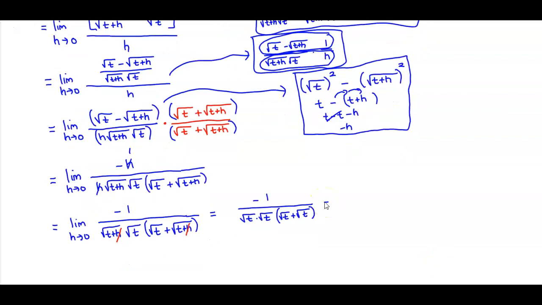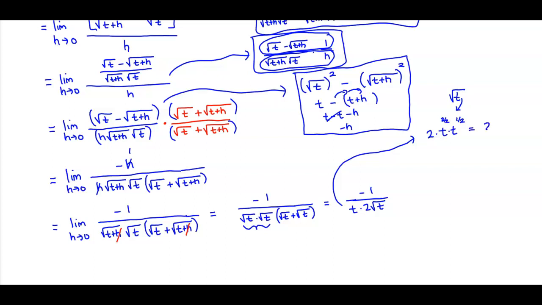So let's simplify this a little bit more. We get negative 1. Well, the square root of t times the square root of t is t. And then we're adding those together. So that is times 2 times the square root of t. So we have two terms of t in the denominator. So if we take 2 times t, and the square root of t is the same thing as t to the 1/2. This is the same thing as 1, which is the same thing as 2 over 2.